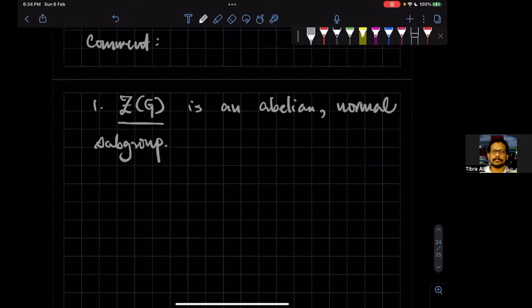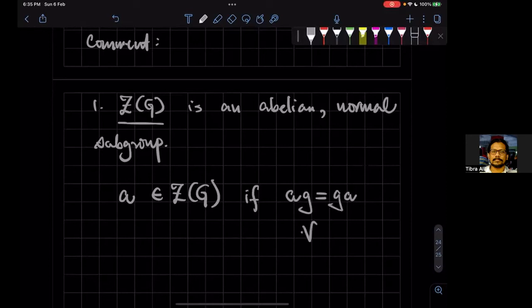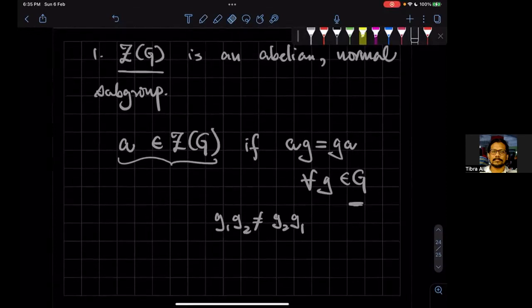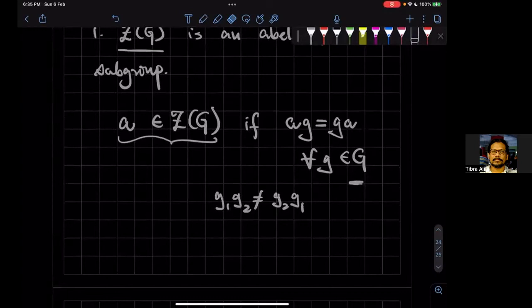So, okay, let me just break it down. A is a part of the center of the group if A times g is g times A for all g of the group. That doesn't mean that the group itself has to be abelian. There could be, say, g1, g2, which do not commute. They are not in the center, okay? So if A satisfies this for all g, then A is in the center. So obviously e is in the center.